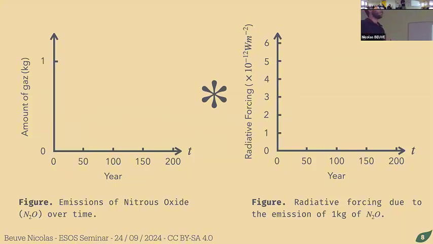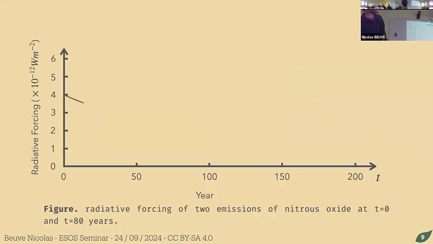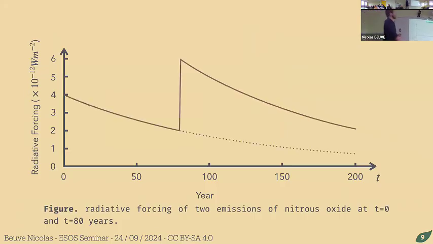So first, to compute your radiative forcing, you do a convolution between your timing of emissions. So here we had two emissions, one at production at t equals 0, and the second one at t equals 80. And you convolve it with the radiative forcing due to 1 kilogram of that gas. And by convolving them, we get this curve, which is here the radiative forcing of the first emission, and here the second one, and the curve in red is the sum of them both.